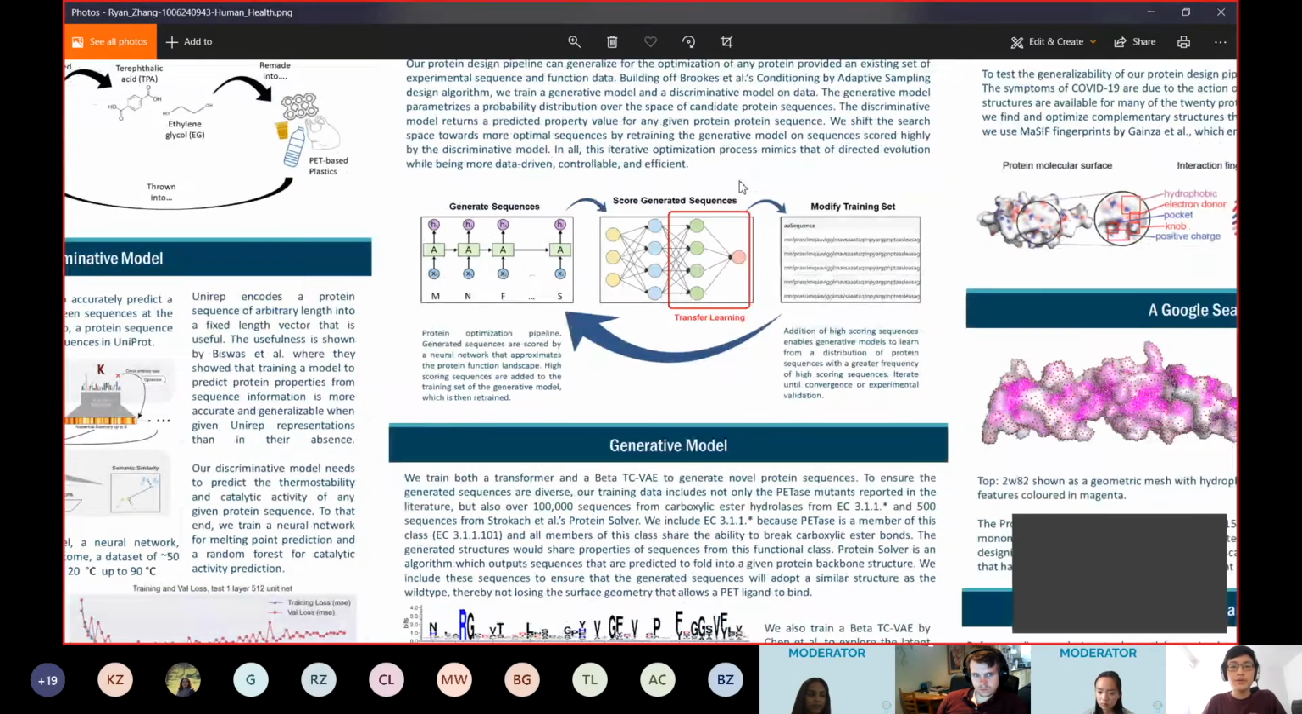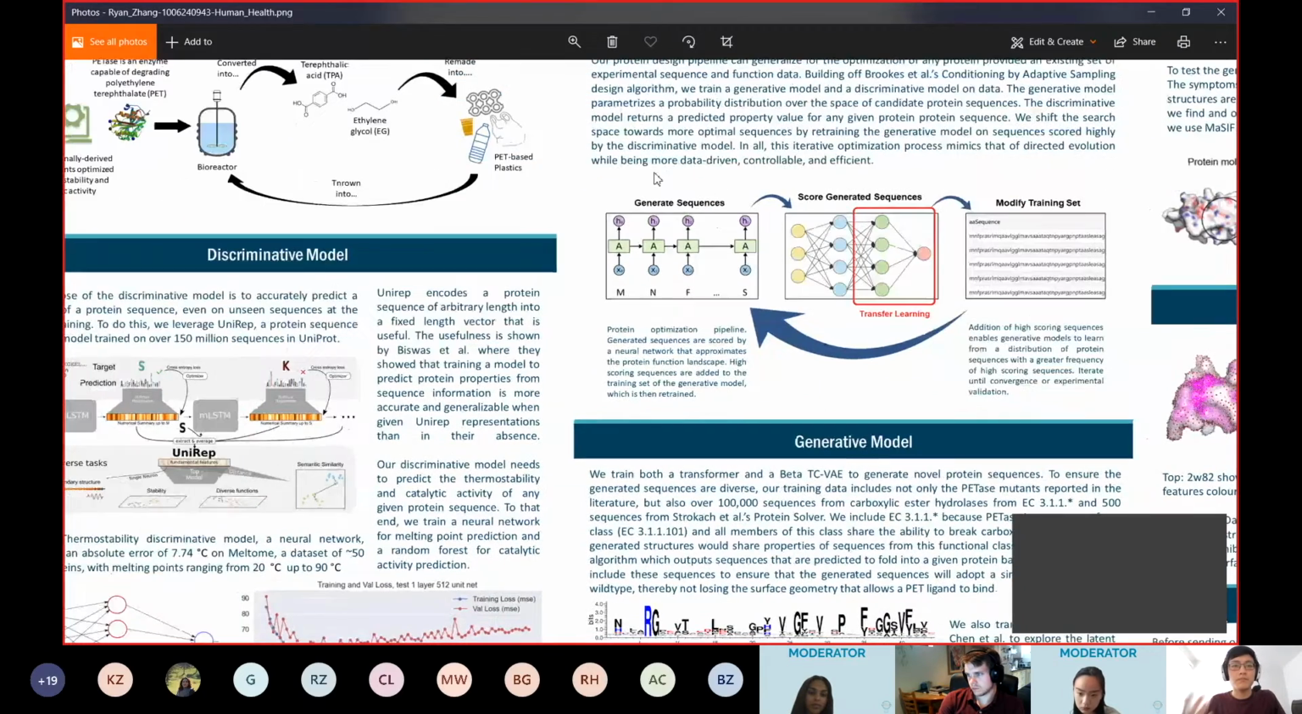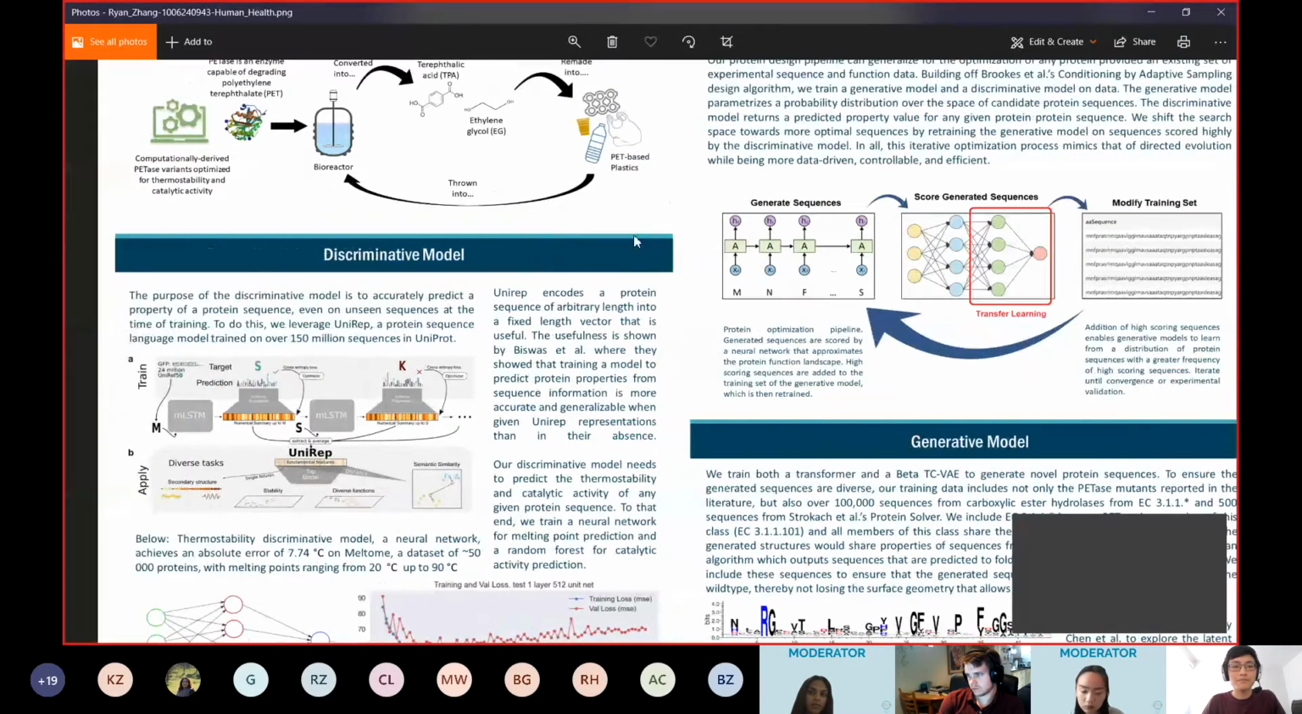What we do first is generate sequences using some kind of generative network, and then we store those. We score those sequences using another network, which predicts the stability or the relative activity, and then we take the sequences that have high scores and add those good sequences to the training set. Then we retrain the generative model, and we do this over and over again until we get a great generative model.